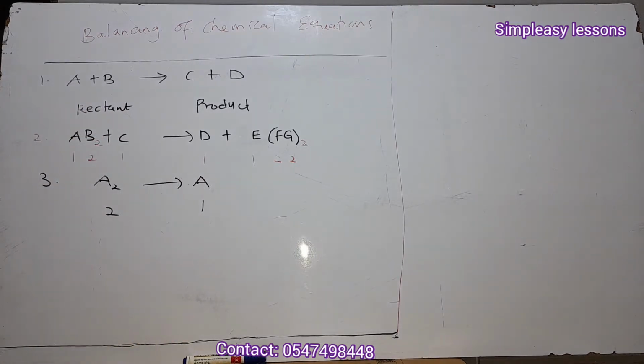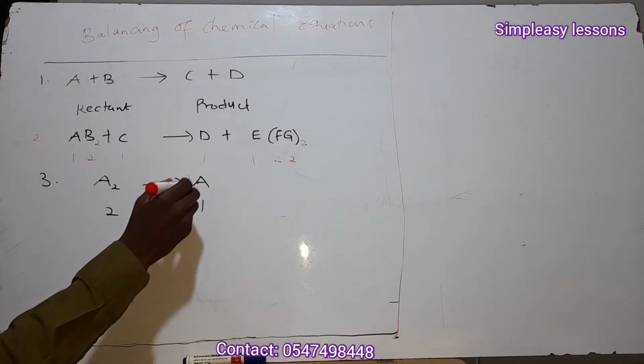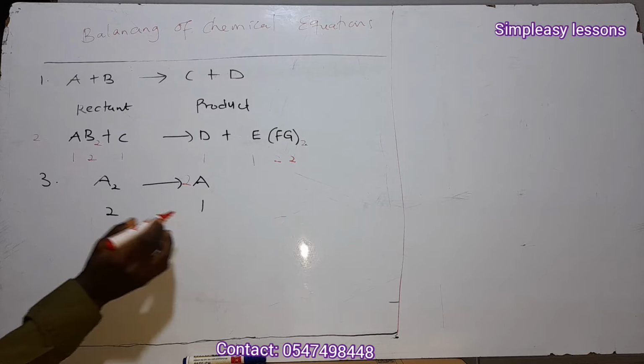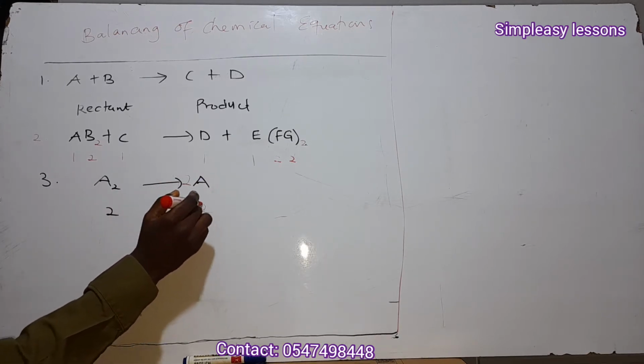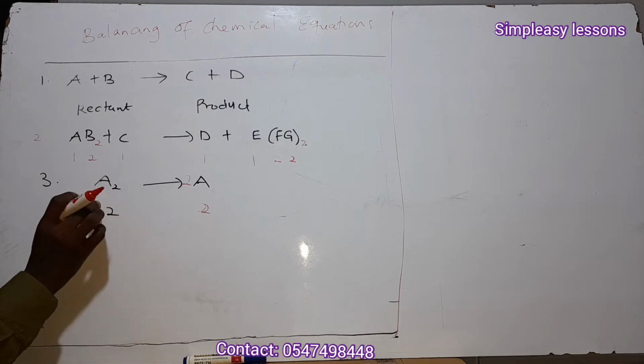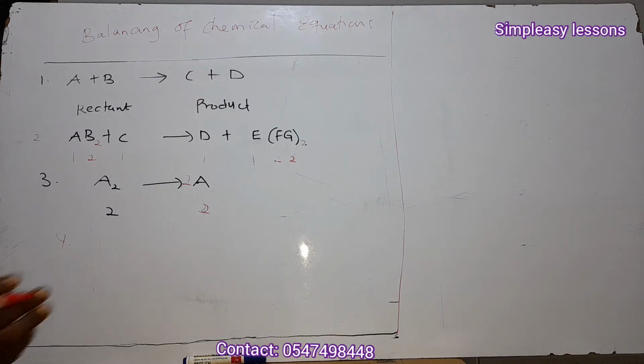So what can we do here? For A and this thing to be the same, I'll put 2 here, and now you see 2 times 1 will give what? 2. It means that it's not the same. So 2 times 1 here will give you 2. So we say now it is balanced. It means that we now have 2A. You realize that we didn't put a 2 here. Let's look at another example before we look at a chemical equation.